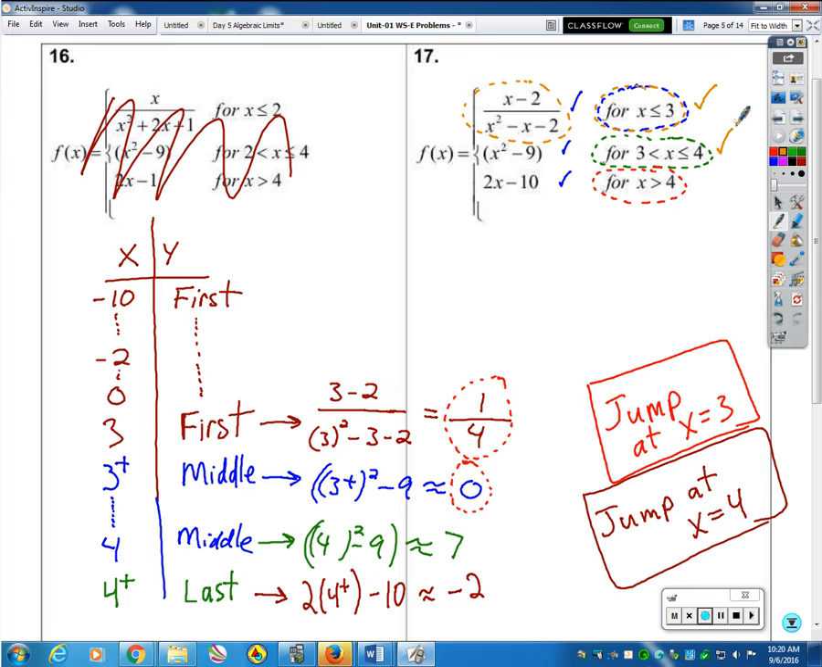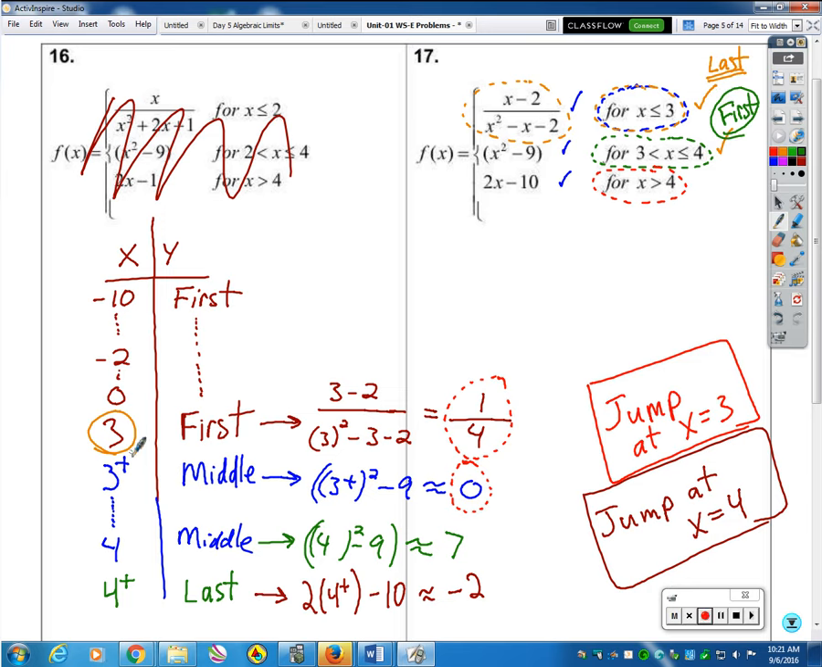So every time there are different formulas, you would check the one right before and right after, every single one? Yes. These are the words I choose to use. I pick the very last x that goes in the top formula. That's the x I test over here, 3. And then I choose the first x that goes in the middle formula. Did that make sense?